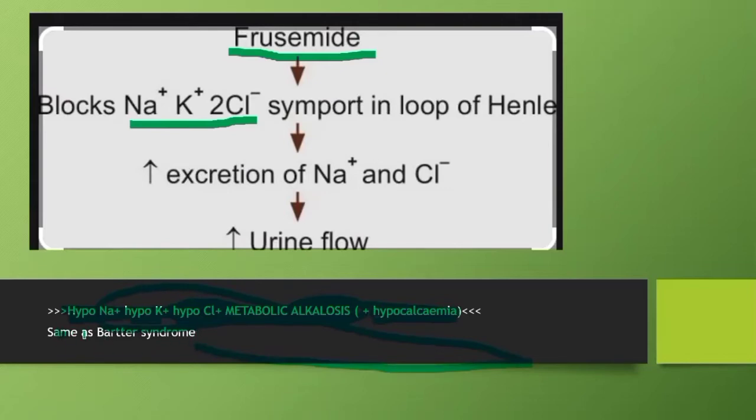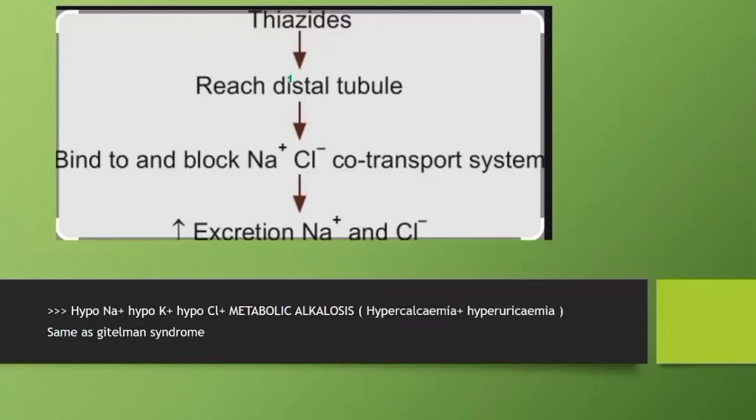So what is Bartter syndrome? Bartter syndrome may be congenital or may be caused due to prolonged use of furosemide. In Bartter syndrome, we'll have a similar biochemical picture. Okay. Now let us look at thiazide.